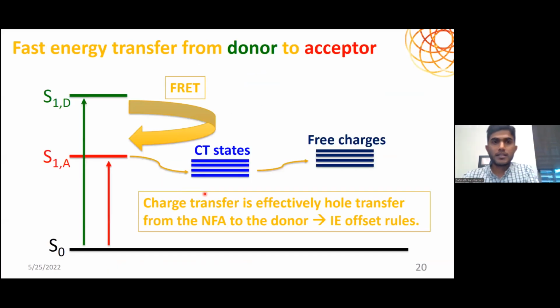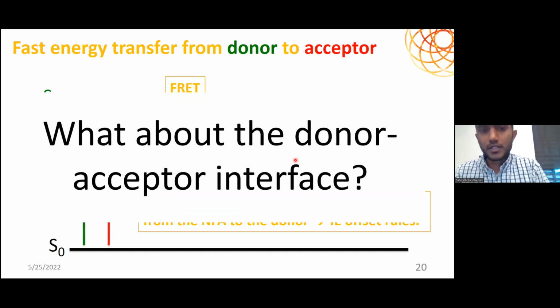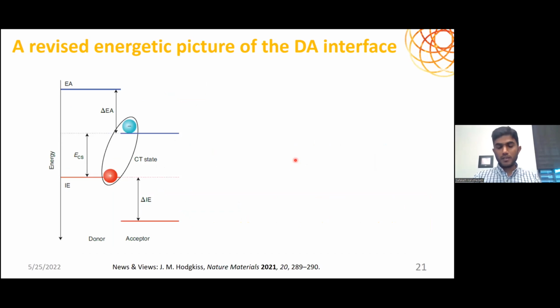Summarizing this part, what we learned is that when you excite a singlet of the donor, you will have an energy transfer to the acceptor, then CT state formation, and we will have free charges. Okay. And what about the donor acceptor interface? What happens there? So we propose a model here.